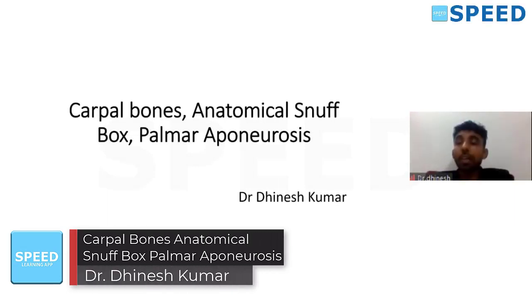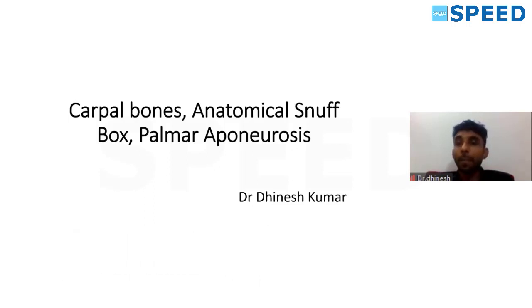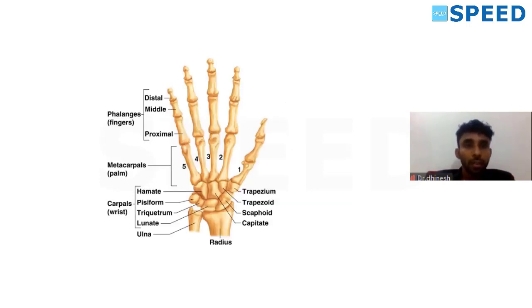We are going to discuss the topics carpal bones, anatomical snuff box, and palmar aponeurosis. Fine. So the first topic is carpal bones. Regarding the carpal bones, sometimes image-based questions may be asked.